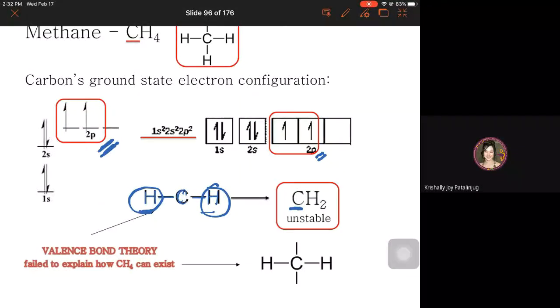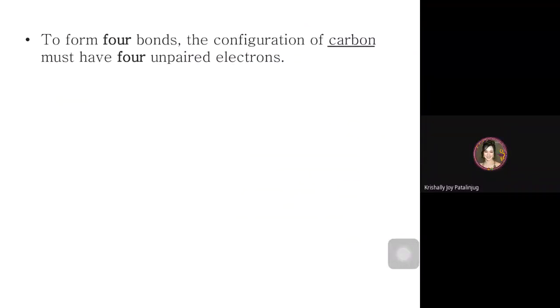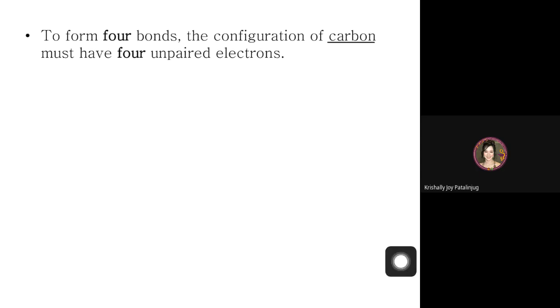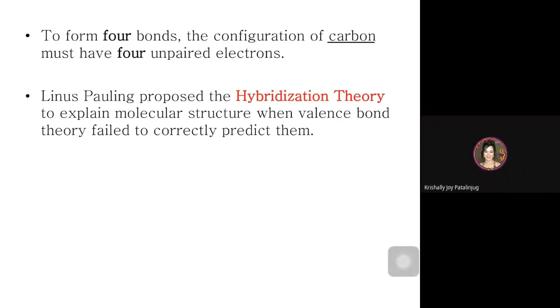Okay, which is also supported secondarily by valence bond theory. So, in order to form 4 bonds in the case of carbon in the molecule of methane, the configuration of carbon must have 4 unpaired electrons. Alright? So, dapat natay 4 na unpaired electrons or 4 na half-filled orbitals, para makabuo tayo ng 4 na covalent bonds.